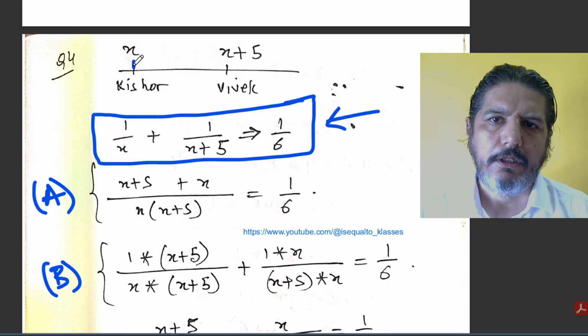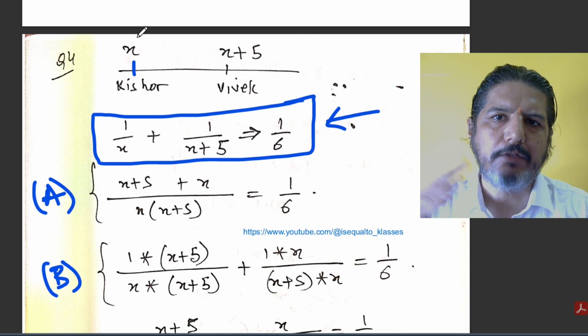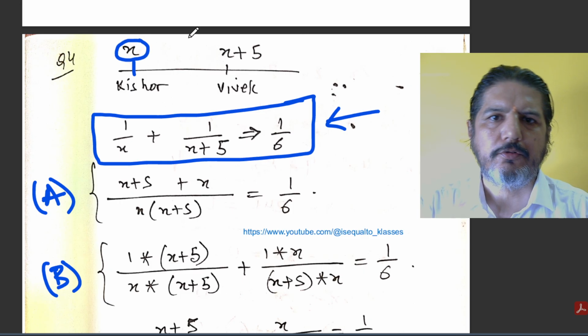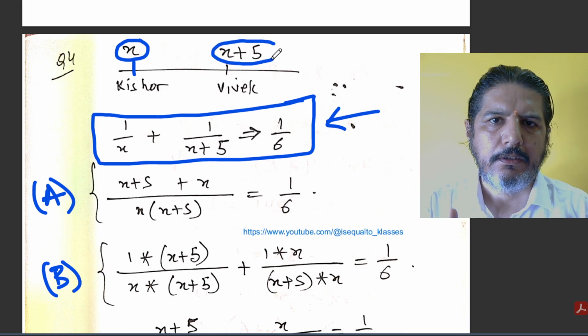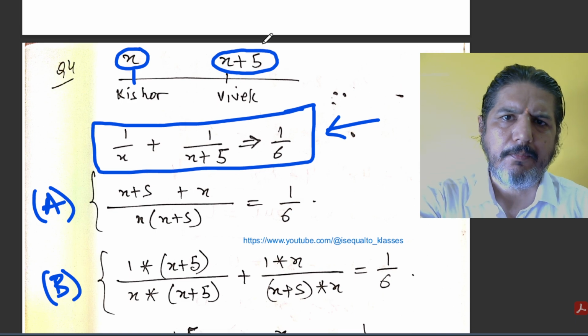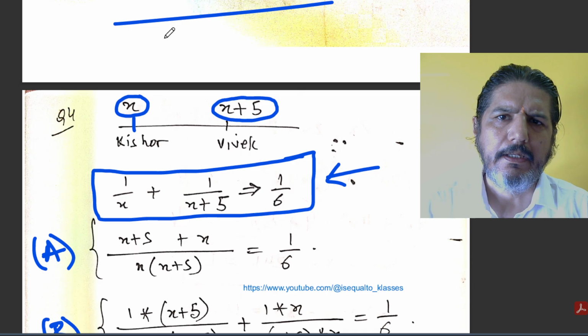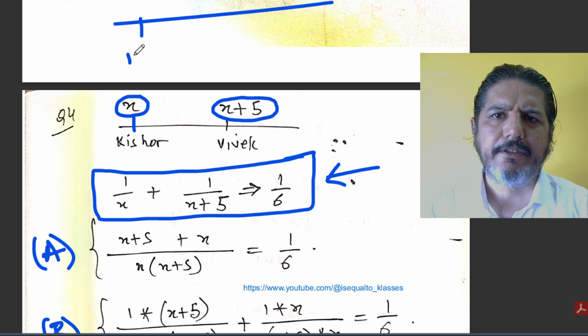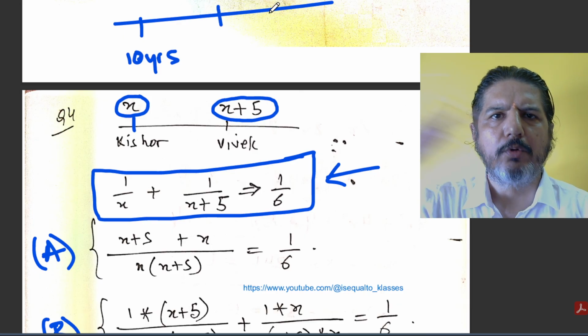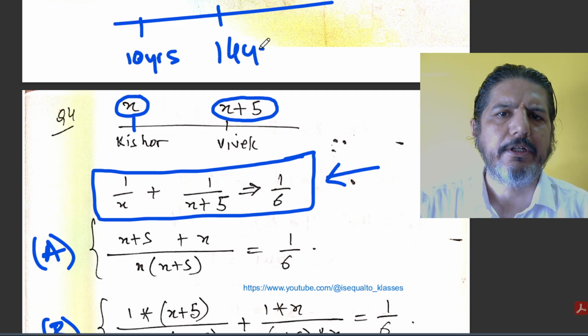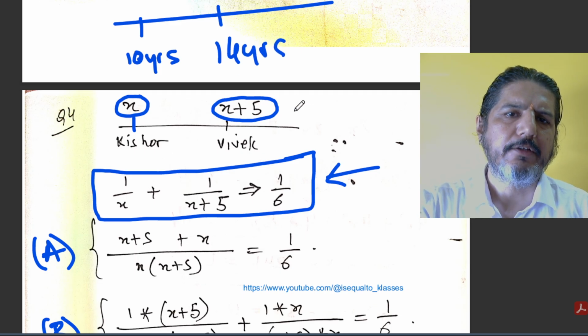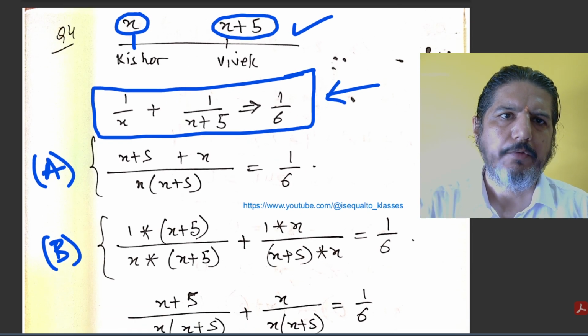So you start with assuming that Kishore is X, and because Vivek is 5 years older, then Vivek's age is X plus 5. This, I hope, is simple. So for example, if you have a friend who is 10 years old, and you are 4 years older than him, then your age will be 14 years. So I think this part is very simple. Now we come to the question.